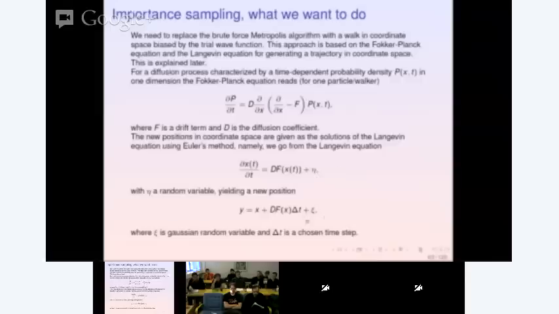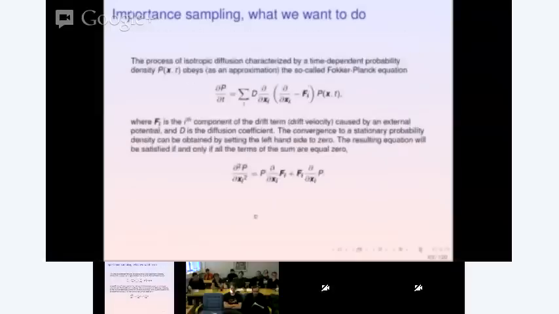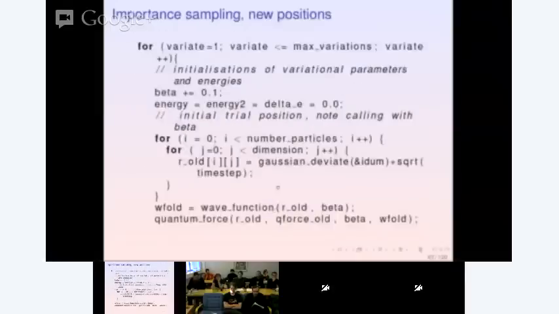So what we need is a function which gives us random numbers that follow a Gaussian distribution. And there is a function in the library called Gaussian deviate. So my new position, when I go to the algorithm and look at the code, I give my old position, which is an array of the number of particles and dimensions. This is called Gaussian deviate. And then we have to fix a time step. The result will depend on this variable time step, and you will typically have to play around with different time steps from, say, 0.1 down to 10 to the minus 4.